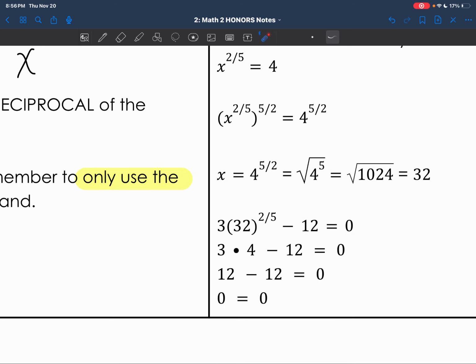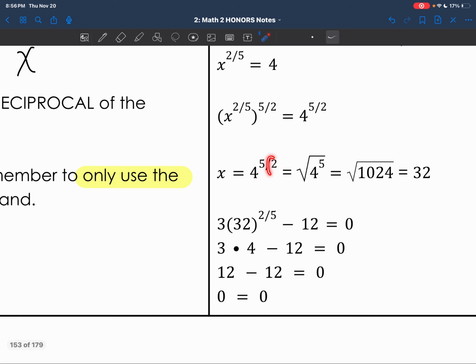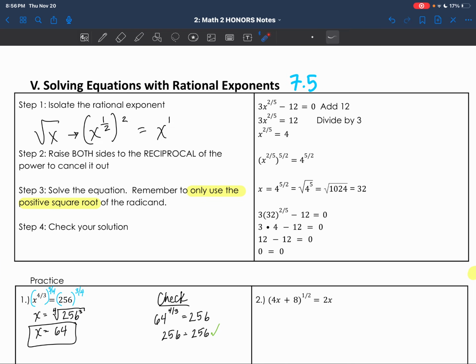We can rewrite that because remember your index is 2. If there's no index written, it's assumed to be 2. So that's why there's no number there. All right, and then we can just enter this into our calculator, which would be 32. And then of course check your answers just to make sure. So we plugged that in and we got 0 equals 0, which works.